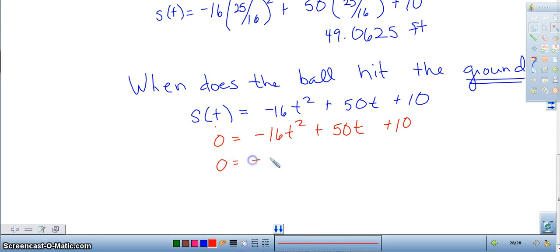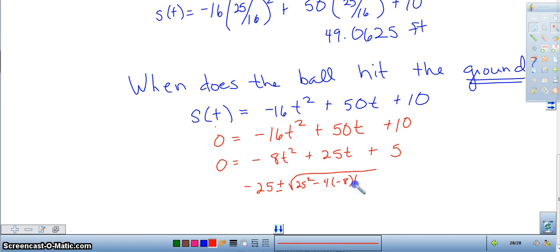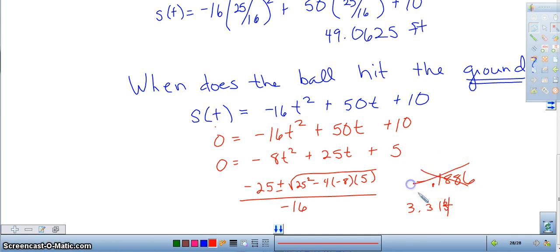So I'm going to have to solve that. I'm going to divide by 2 first, so I get negative 8t squared plus 25t plus 5, and I'm not sure if that factors, so I'm just going to go ahead and use the quadratic formula. 25 squared minus 4 times negative 8 times 5, all divided by negative 16. And when I do, I get two answers. I get negative 0.1886 or 3.3134, I guess if you round it. Obviously, time's not negative, so this would be the time that it takes, 3.3 seconds for the ball to hit the ground.